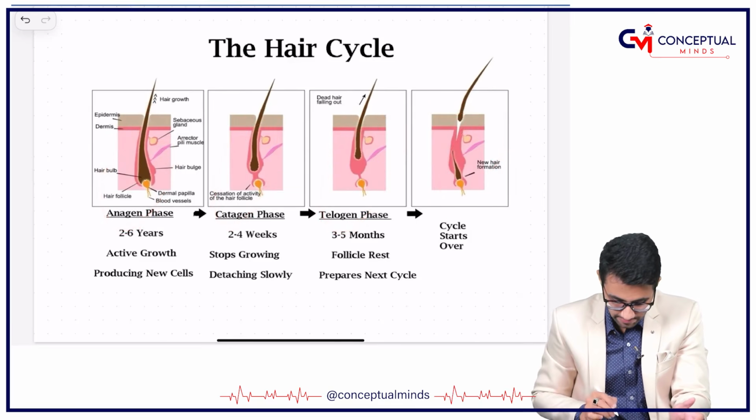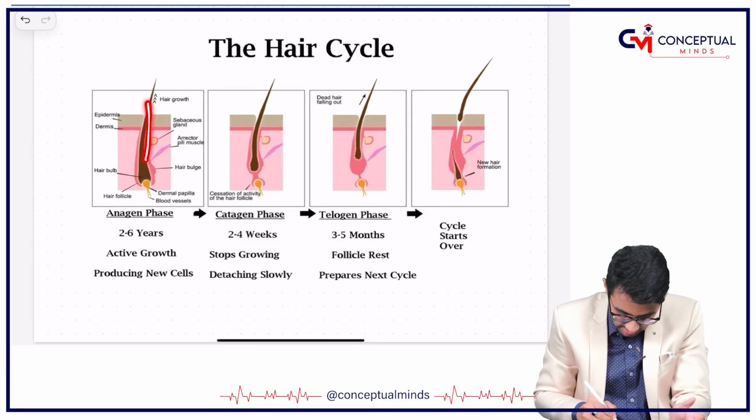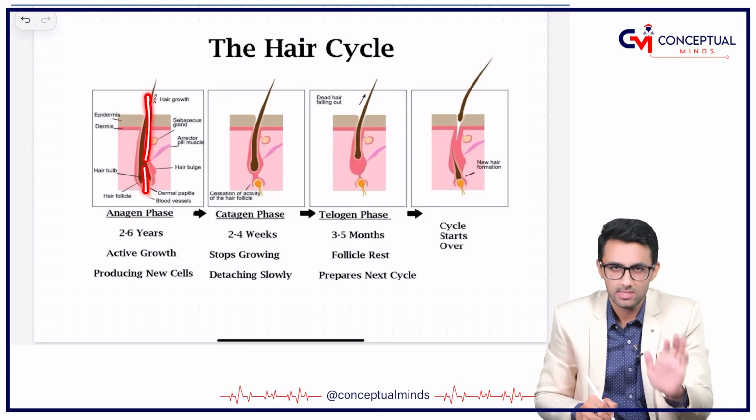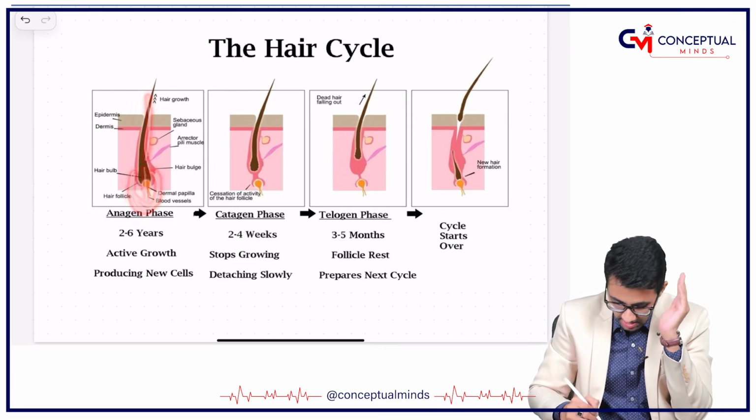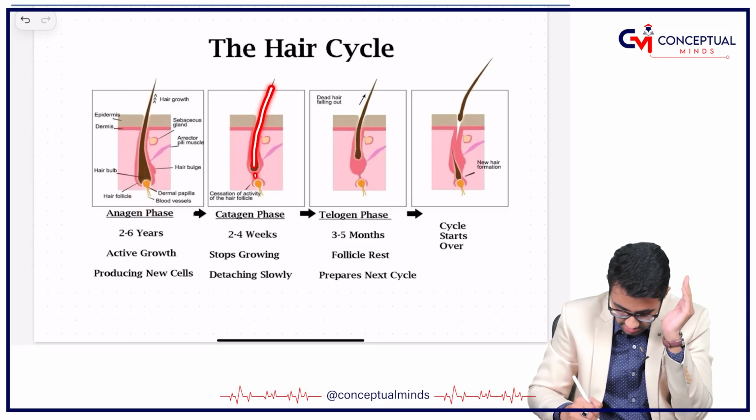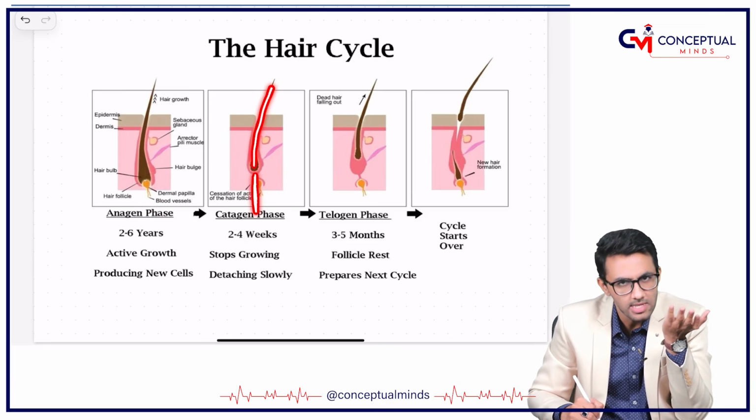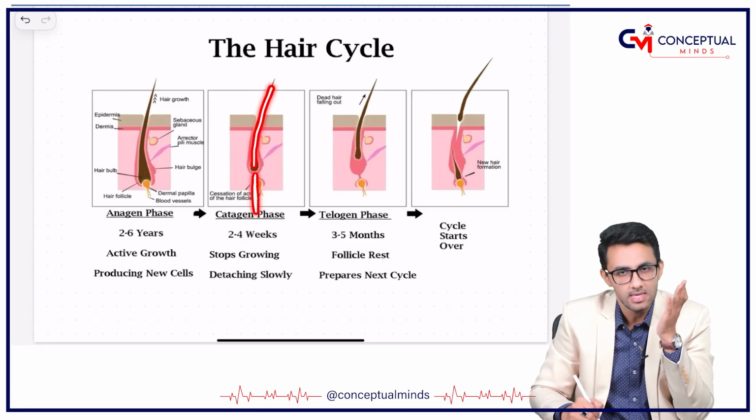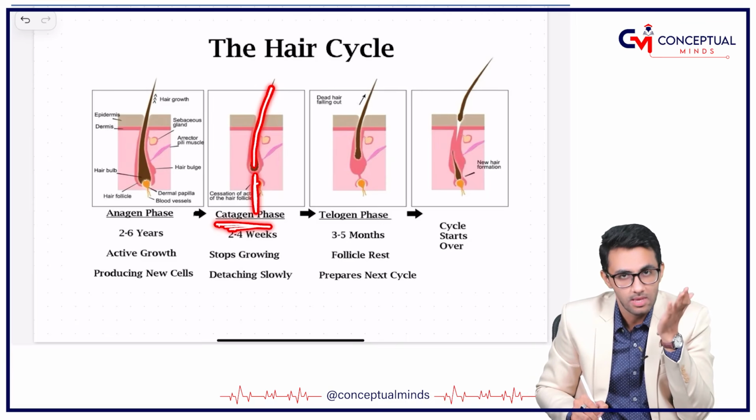In the anagen phase, you see this is the upper segment, this is the lower segment, and at the very bottom we have the hair bulge. Now you see over here, do you see any difference? Where is the lower segment? The lower segment is gone. Where is the upper segment? Do you think it is still the same? Yes, it is the same. Which stage is this? Catagen.